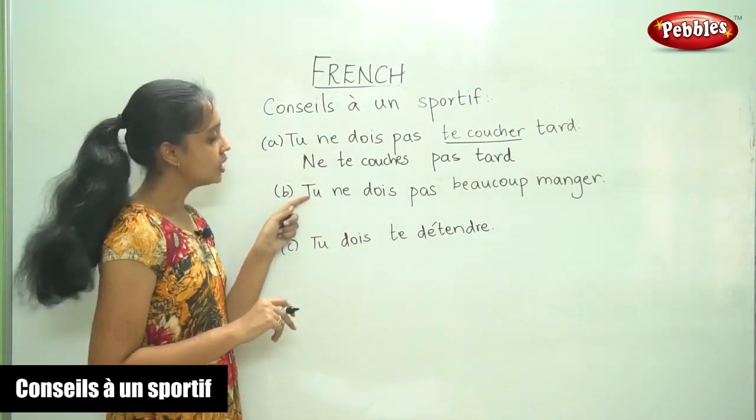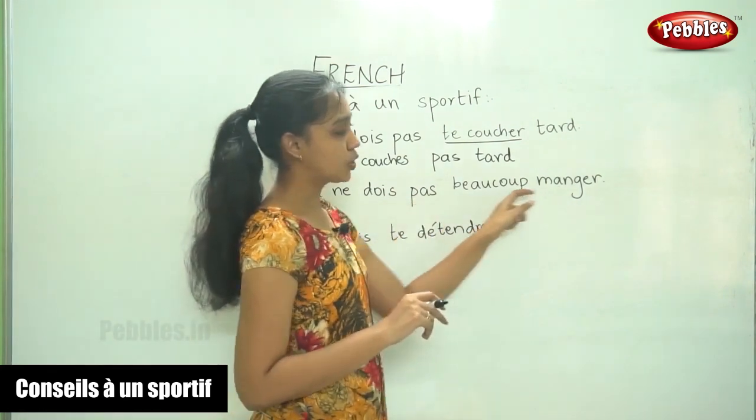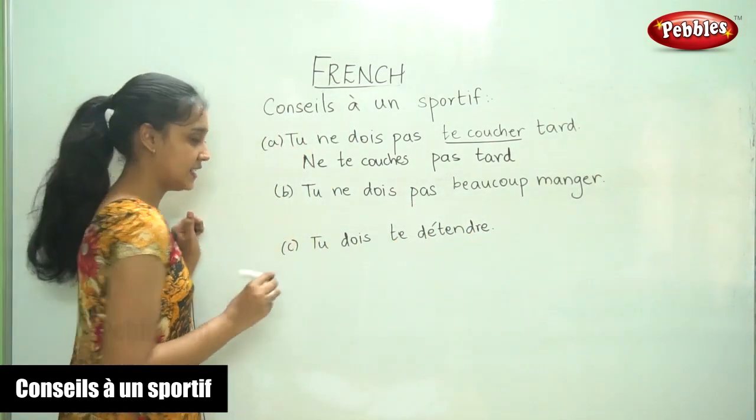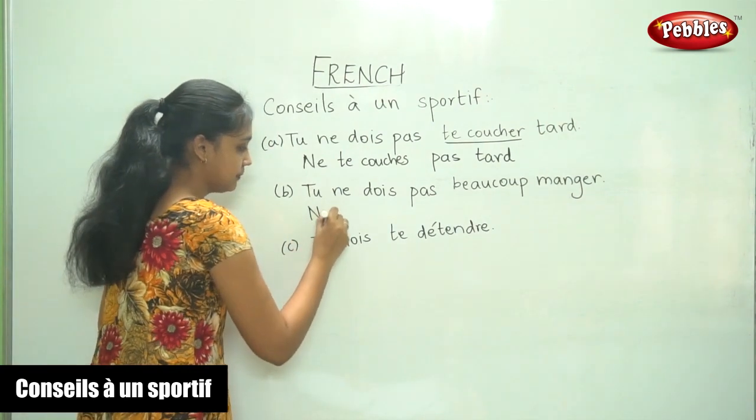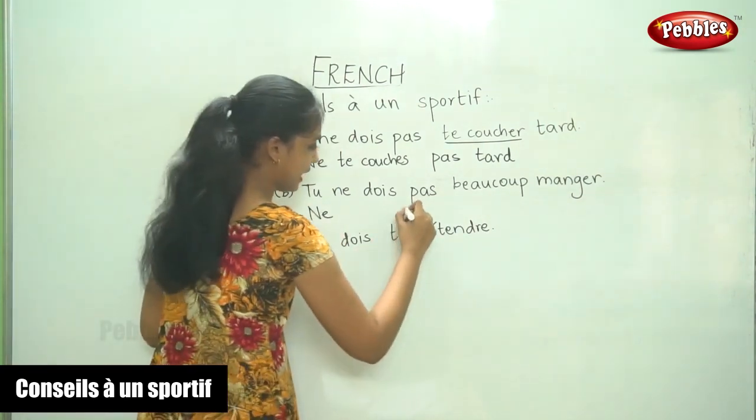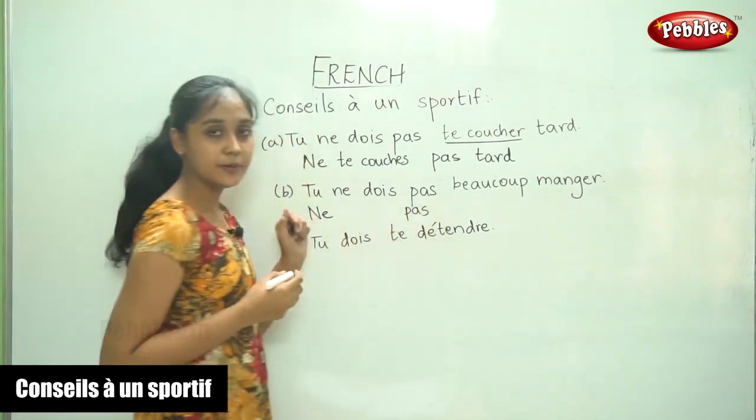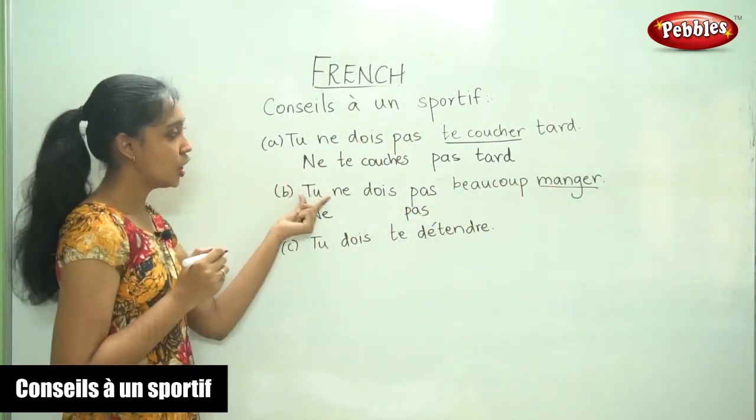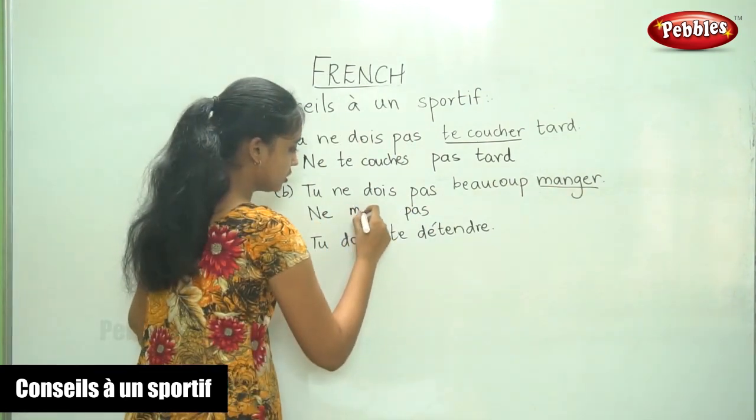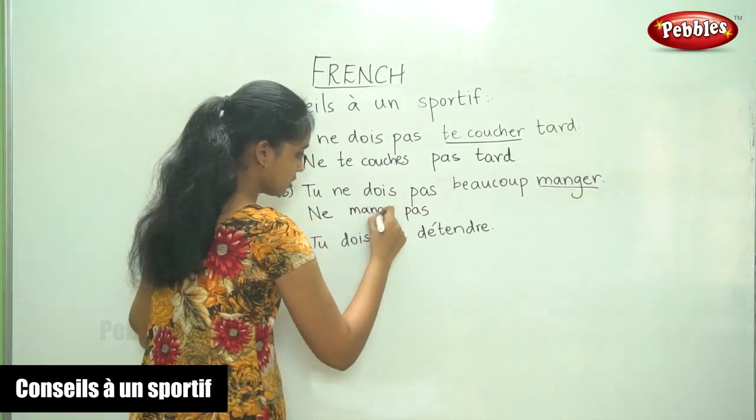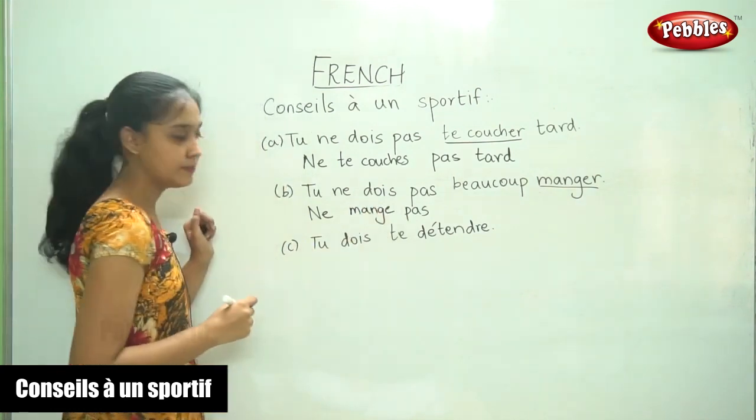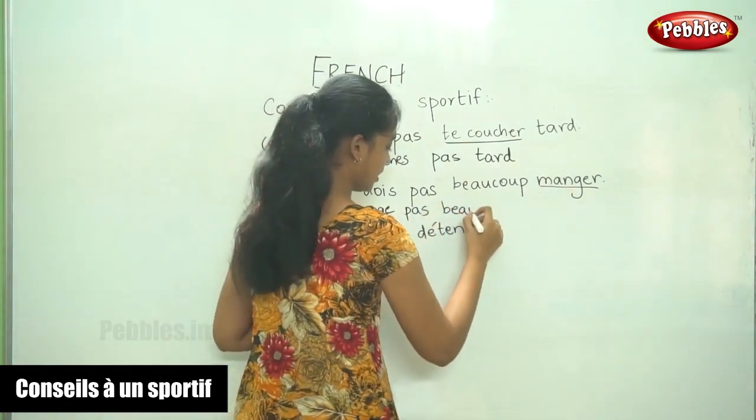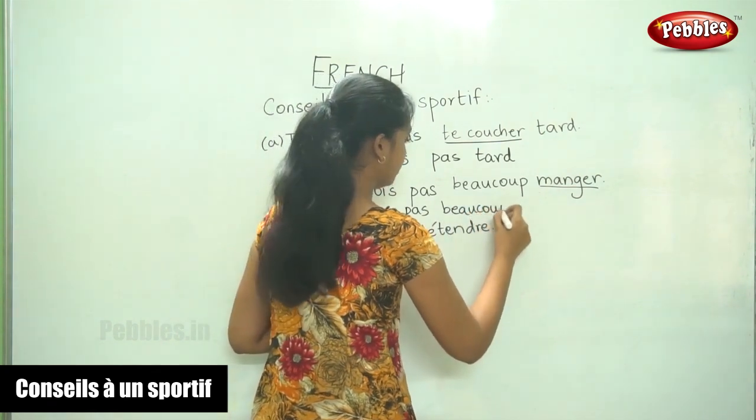The next one, tu ne dois pas beaucoup manger. Again, the sentence is negative. So ne and pas. The verb is manger. Subject is tu. So manger. Ne mange pas beaucoup.